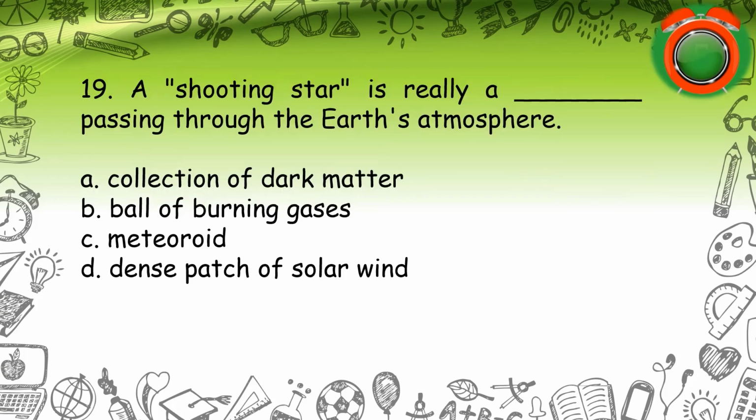Number 19 question. A shooting star is really a blank passing through the Earth's atmosphere. A. Collection of dark matter, B. Ball of burning gases, C. Meteoroid, D. Dense patch of solar wind.